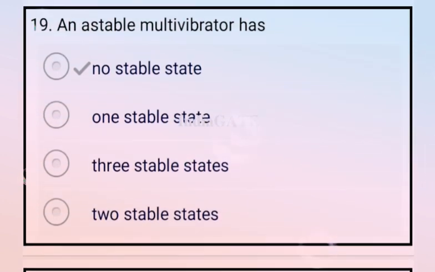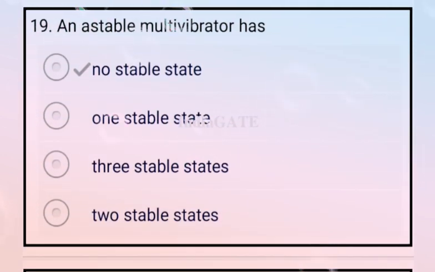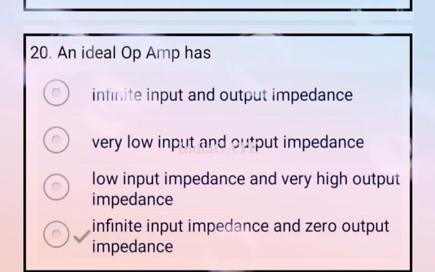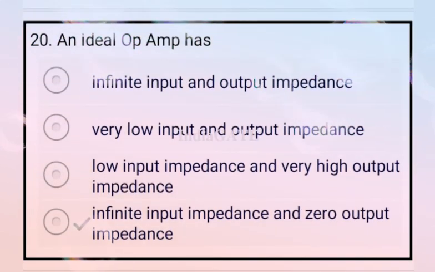Next question. An astable multivibrator has? The correct answer is option A, no stable state. Next question, an ideal op-amp has? The correct answer is option D, that is infinite input impedance and zero output impedance.